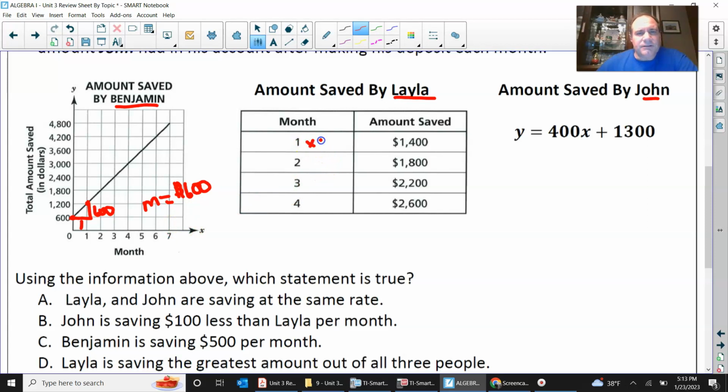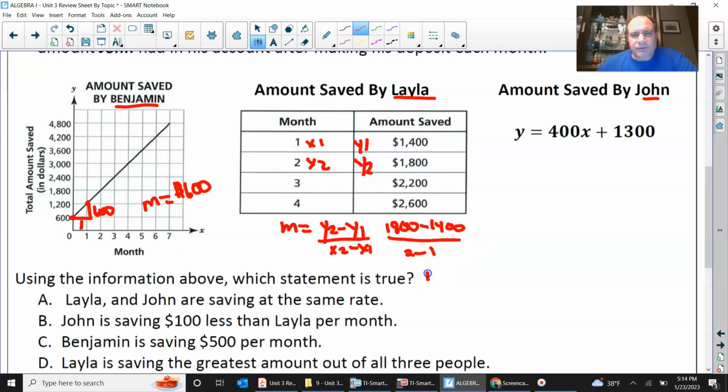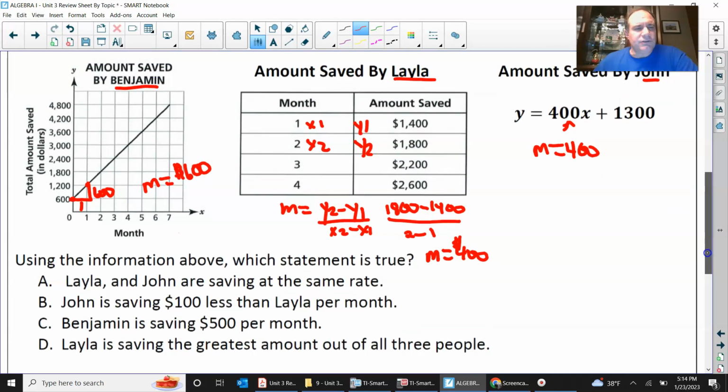That's pretty good. This is x1, y1, x2, y2. M equals y2 minus y1 over x2 minus x1. So we got 1800 minus 1400 over 2 minus 1. M equals 400. Layla saved 400 per month. And so did John, because the rate is right next to the x, that's the slope. M is 400.